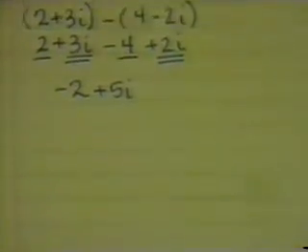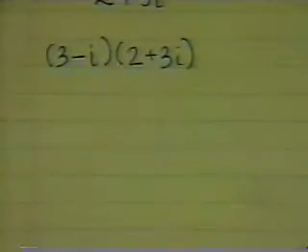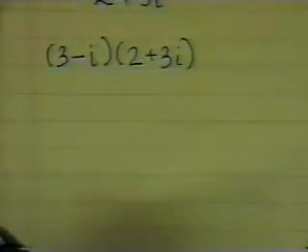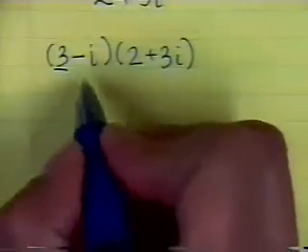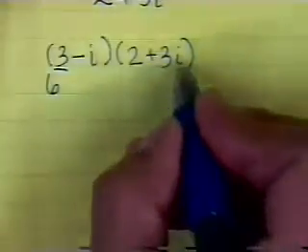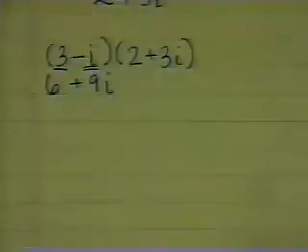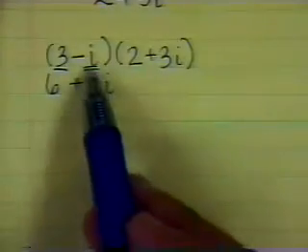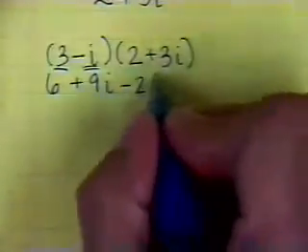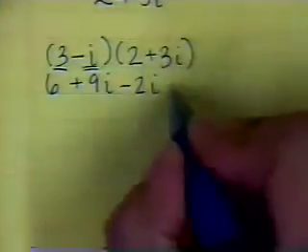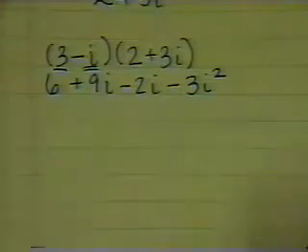Our second example will show you how we take a product. 3 minus i and 2 plus 3i. Okay, when you take a product, again, treat them exactly as you did x's. Start by distributing the 3 onto the second parentheses. 3 times 2 is 6. 3 times 3i is 9i. Then move over and distribute the -i onto the second parentheses. -i times 2 is -2i. -i times 3i is -3i squared.